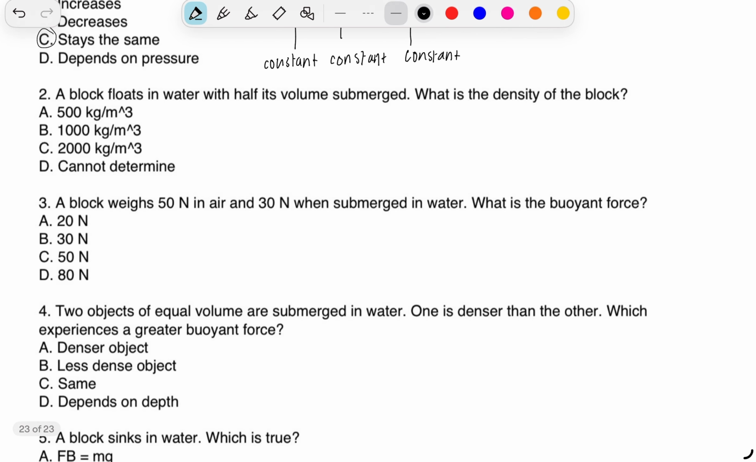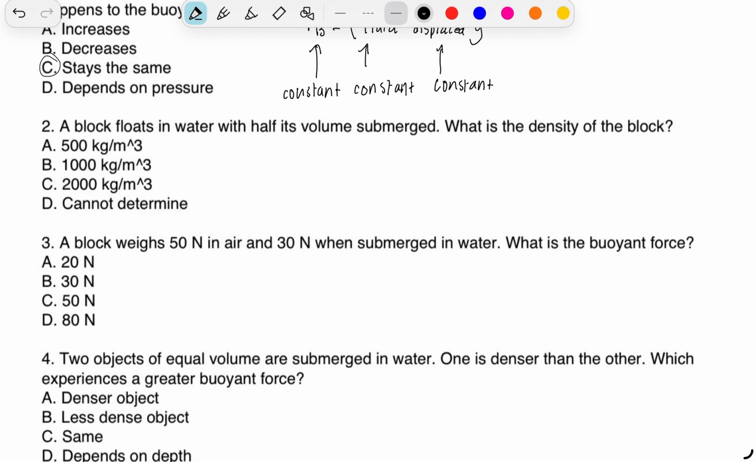A block floats in water with half its volume submerged. What is the density of the block? Our answer is going to be 500 kilograms per meter cubed.